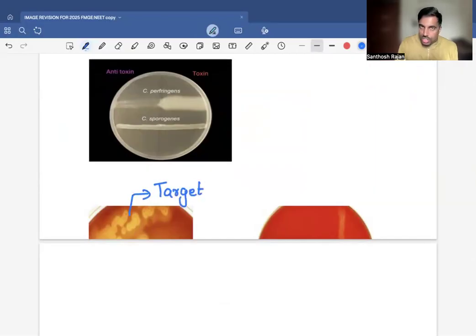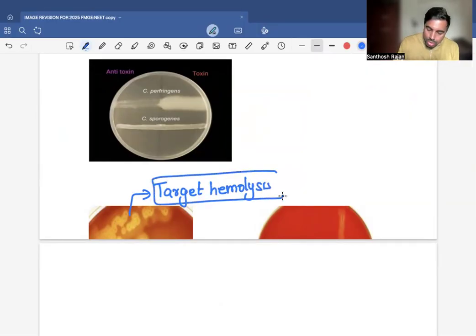So not target lesion as in Lyme's disease, but target hemolysis. Double zone hemolysis, we call it double zone. You see two zones here, first zone and second zone. That's what we call a target hemolysis. So who has a target? Our perfect Mr. Perfect, Nagarjun, has.